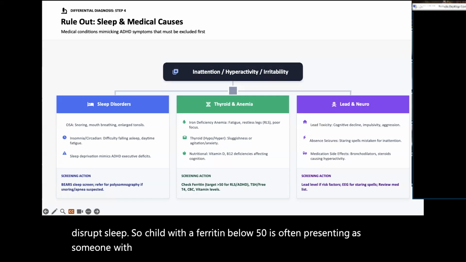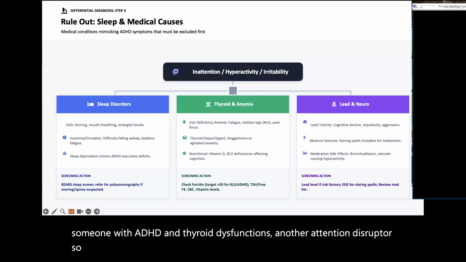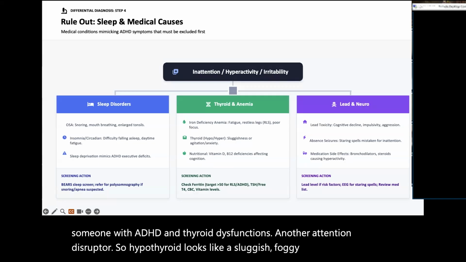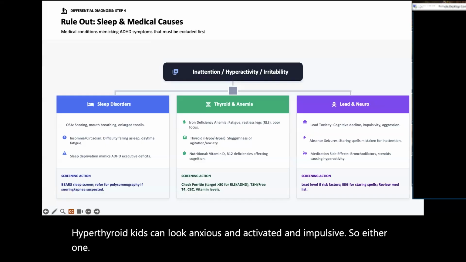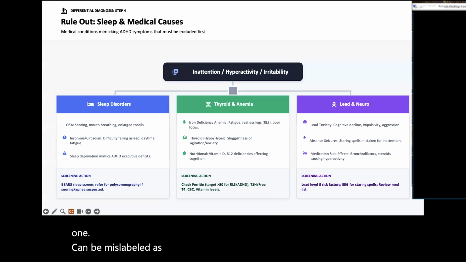And thyroid dysfunction is another attention disruptor. So hypothyroid looks like a sluggish, foggy, inattentive kid. Hyperthyroid kids can look anxious and activated and impulsive. So either one can be mislabeled as ADHD if you don't check labs.